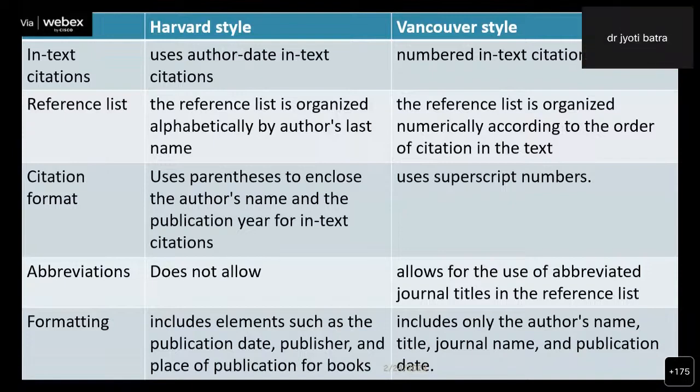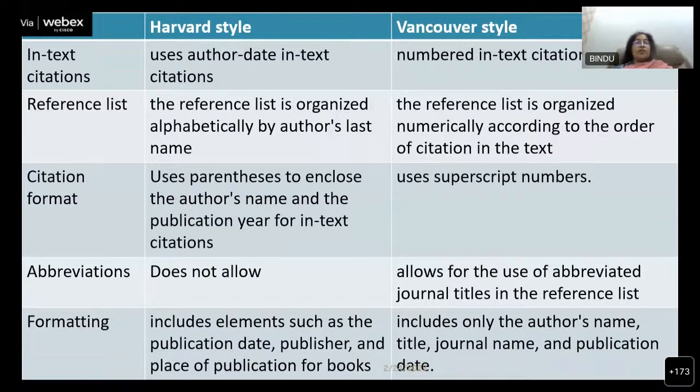Now the citation format. In-text citation, say in case of Vancouver style, we use numbers and the numbers are put as superscripts. Whereas in Harvard style, we use parentheses to enclose the author's name and the publication year. So here we are using the name, say we'll put a bracket, Bindu, say 2003, bracket close. Whereas in Vancouver style, we will just put a superscript number at the end of the sentence after the full stop.